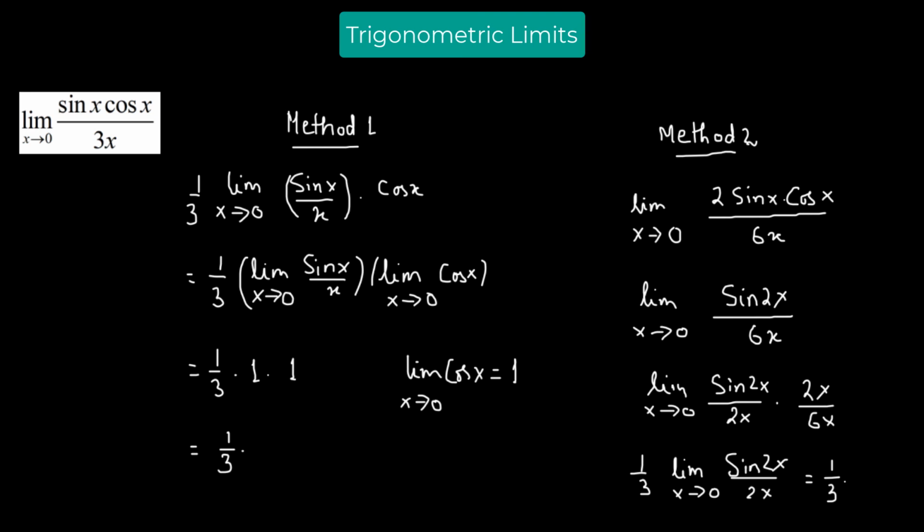So let me write down the identity that was used here. We used sine 2 theta is equivalent to 2 times the product of sine theta and cosine theta.